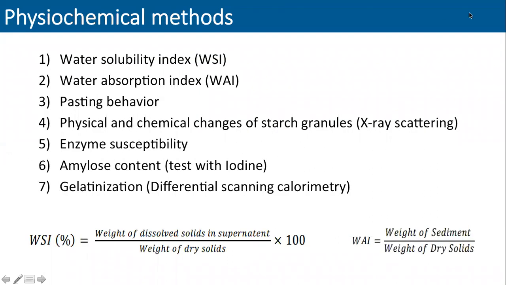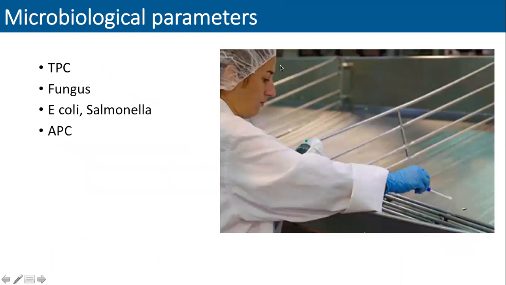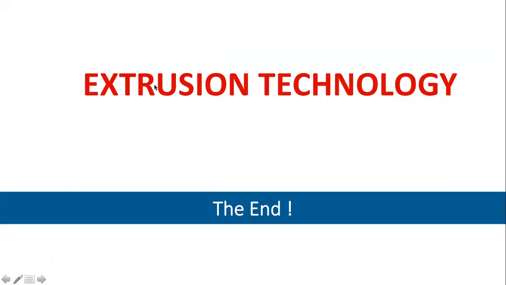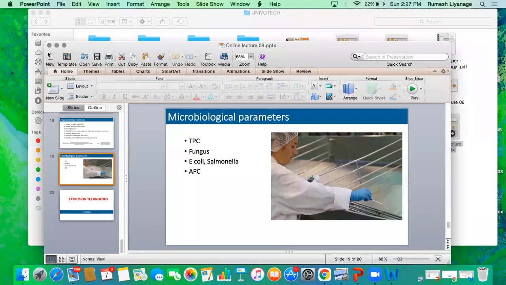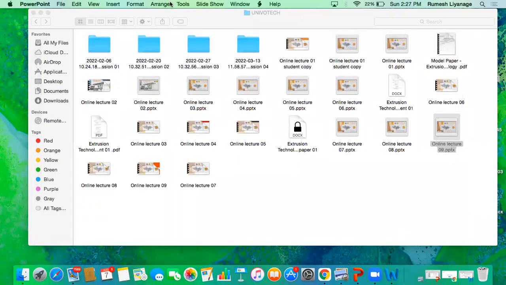And some physicochemical parameters also can be used: water solubility index, water absorption, pasting behavior. You know these things, right? How to measure these things. You can use this type of physicochemical parameters also. Microbiological parameters: TPC, fungus, APC, these things. Right. These are the things finally I wanted to discuss with you regarding the quality evaluation of extruded food products. Then I have one task to do.